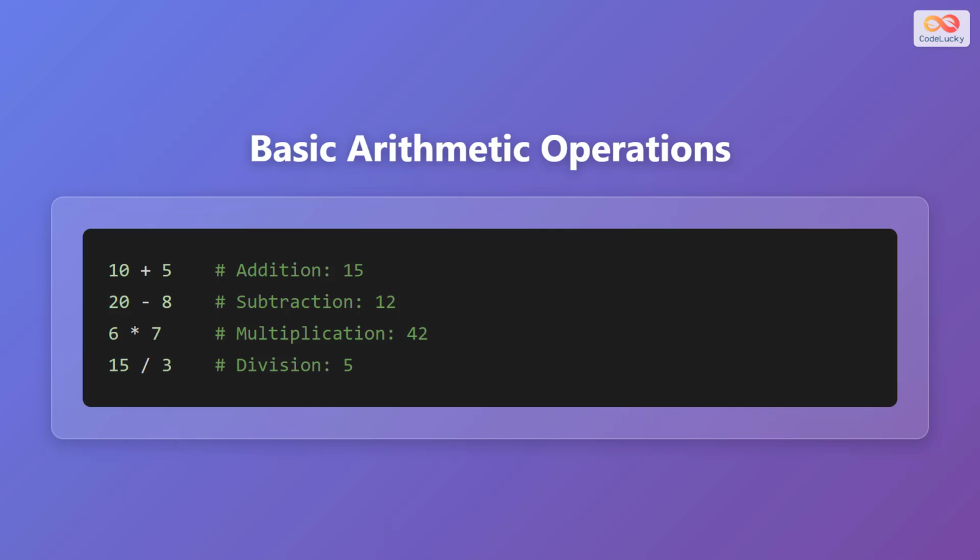PowerShell supports all standard arithmetic operations. Addition uses the plus sign, so 10 + 5 equals 15. Subtraction uses the minus sign, so 20 - 8 equals 12. Multiplication uses the asterisk symbol, so 6 * 7 equals 42. Division uses the forward slash, so 15 / 3 equals 5. These operations work with both integers and decimals. When you divide two integers, PowerShell automatically returns a decimal result if there's a fractional part.